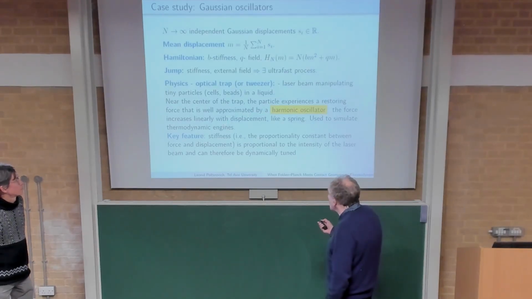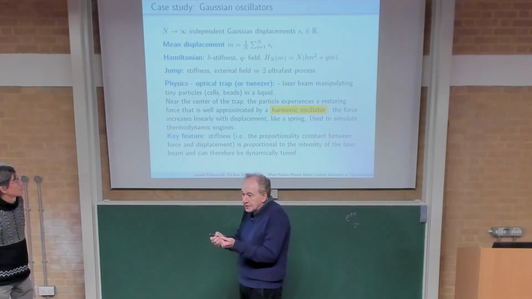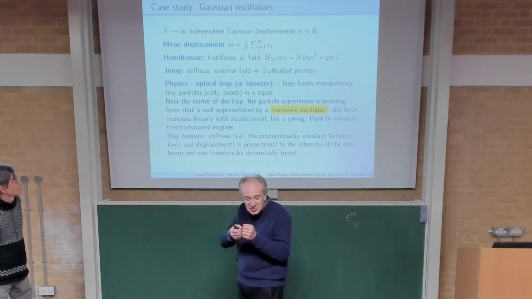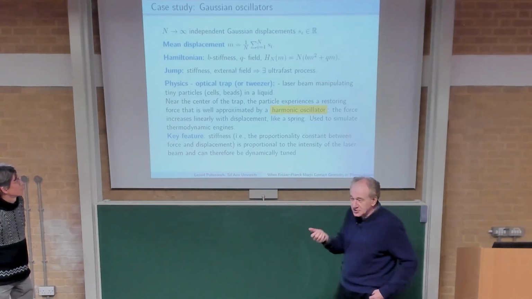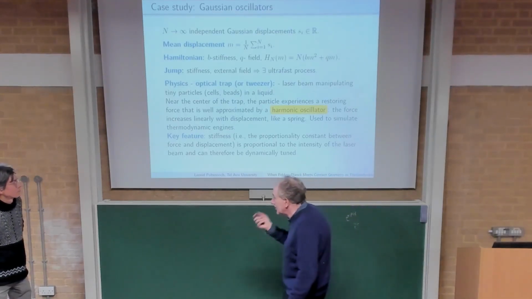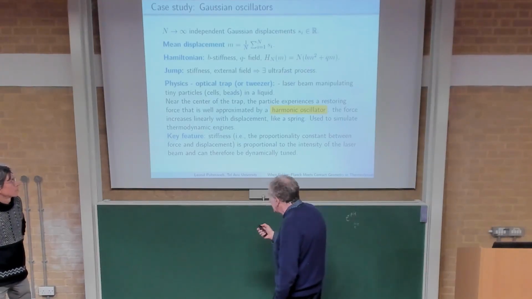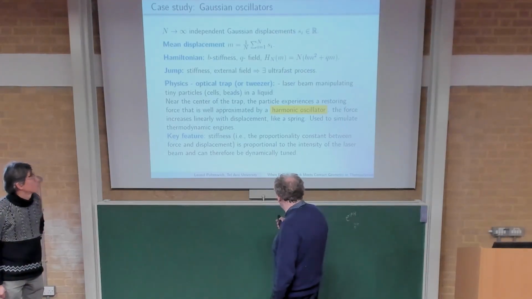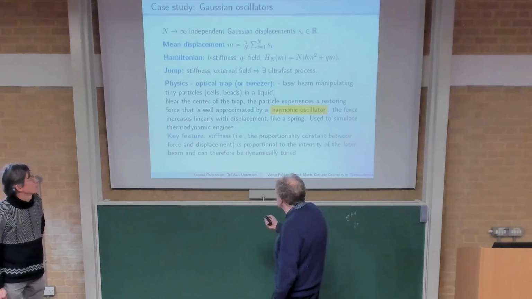So then, moreover, what you can do, and this is absolutely remarkable. I mean, if you have an actual spring, I cannot imagine an experiment which allows you to change the stiffness of the spring. But here you simply change the intensity of the laser, and you change this spring parameter. So then in this model, you can do absolutely the same as what I described. Yeah, so you have a jump of stiffness and external field, you get an ultra fast process. So this you can do absolutely rigorously.